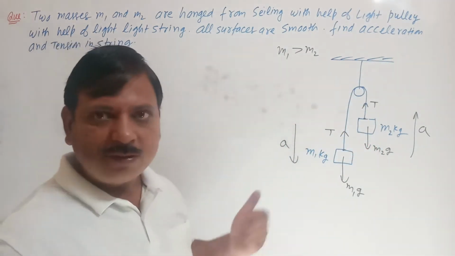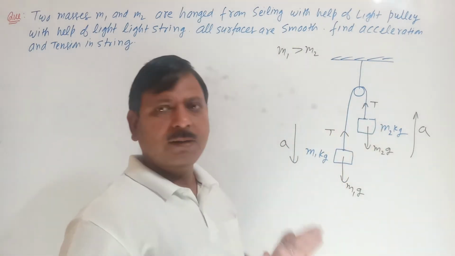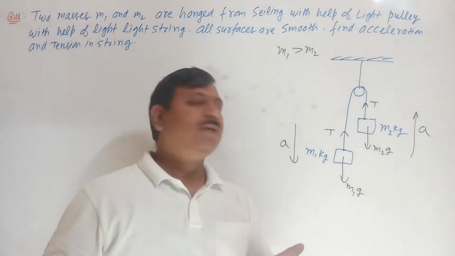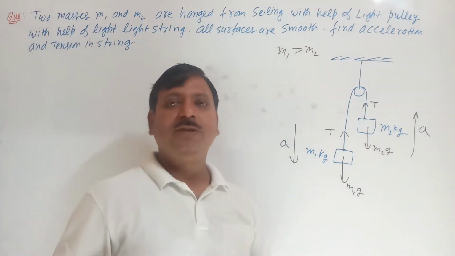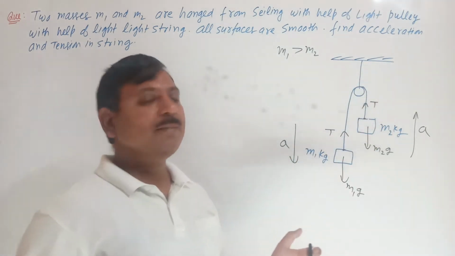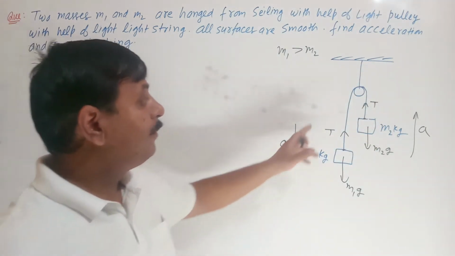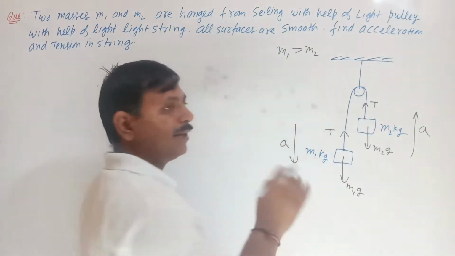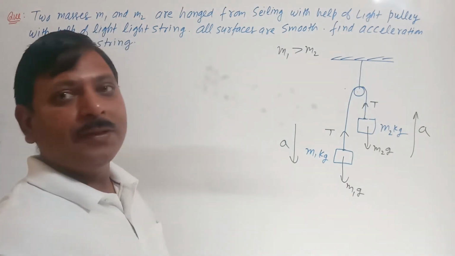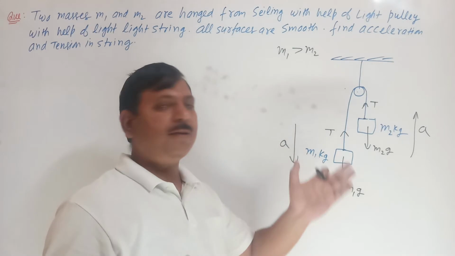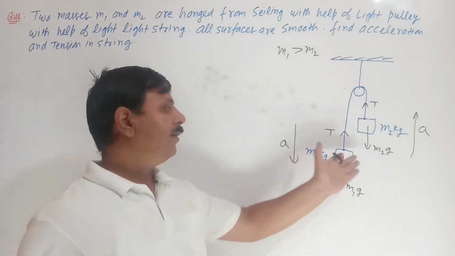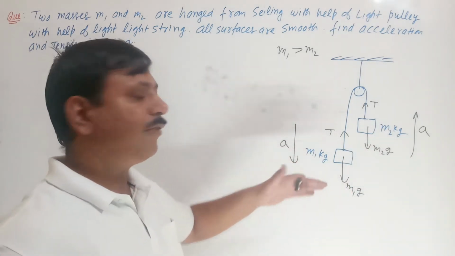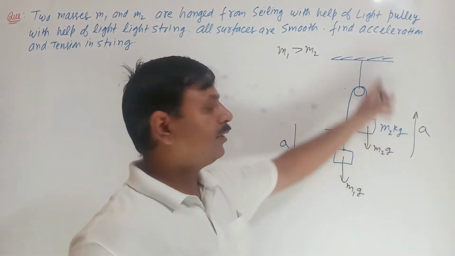If you differentiate that displacement, the velocity will be the same. Differentiating again, the acceleration will be the same. This can also be explained by constraint motion, that the total length of the string will be the same. From the fixed pulley, if you take this as x and this as y, then x plus y is equal to a constant, the length of the string. Differentiating, you find the acceleration will be the same. Only the direction of acceleration will be different: downward for one, upward for the other.